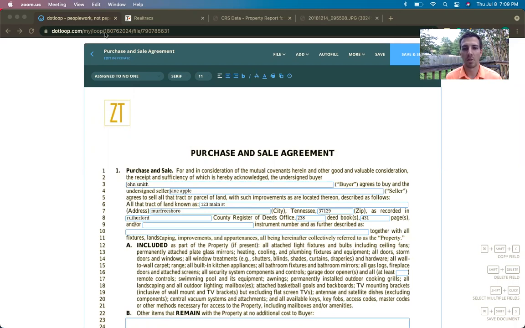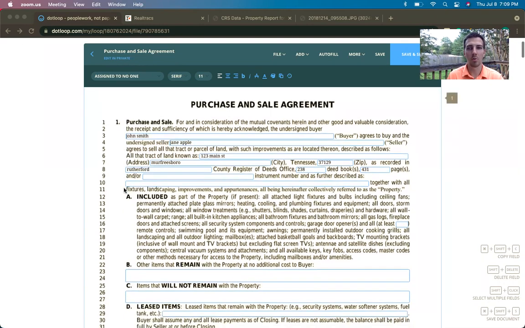So, purchase and sale agreement. This is used for any purchase of a property that has 1 to 4 units. So a single family home, duplex, triplex, quadruplex, anything 1 to 4 units, you use this agreement. Land is something different, and commercial is a different contract. So let's go through this.